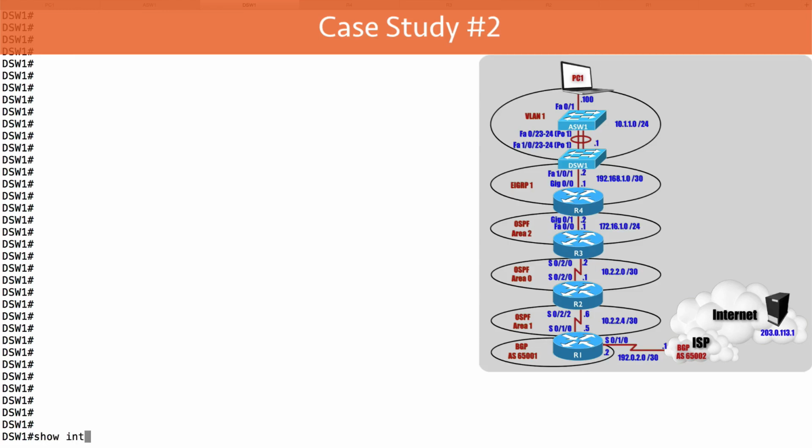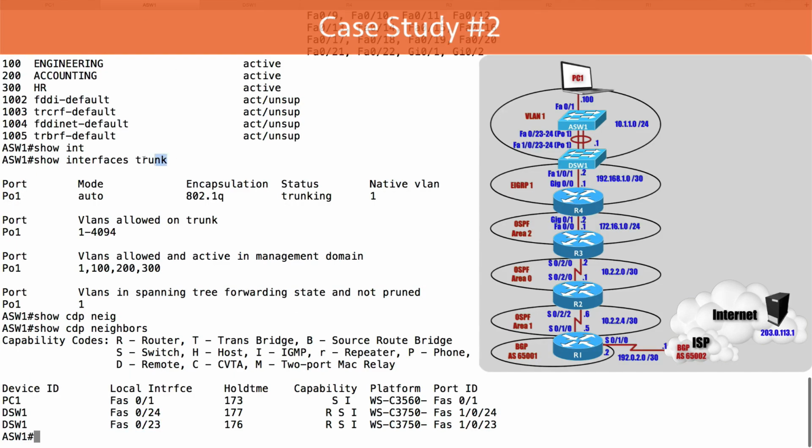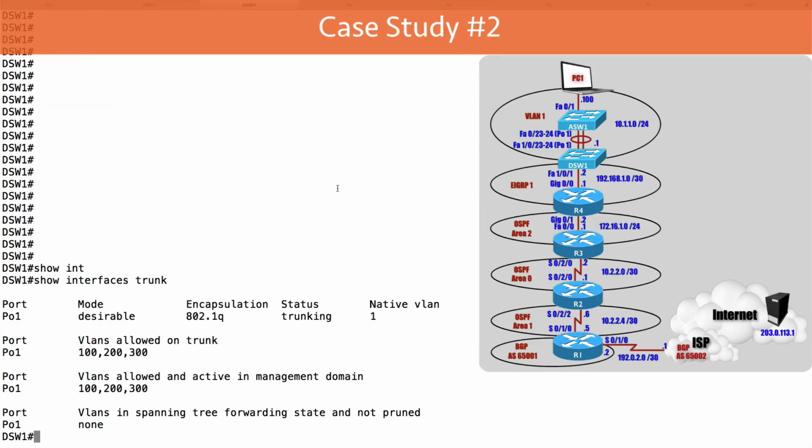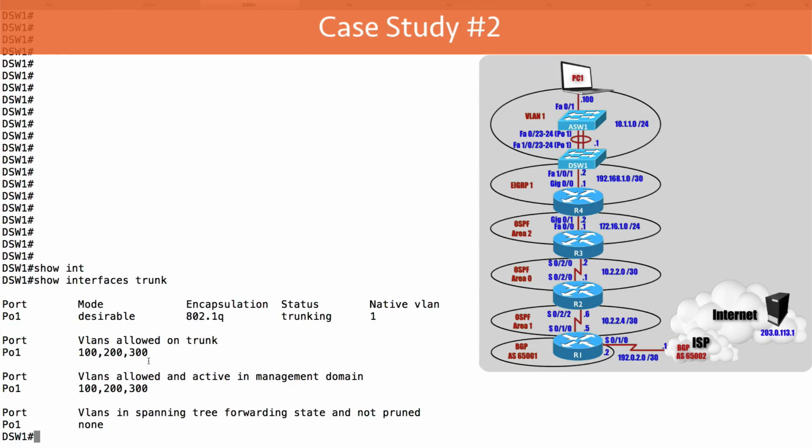Let's do a show interfaces trunk command. And I want you to look very carefully at this output. Let's compare this output to the output we had on ASW1 when we issued the show interfaces trunk command. Do you notice a difference? This is ASW1, this is DSW1. Do you notice that VLAN 1 is not allowed on this trunk? From the perspective of DSW1, it was allowed on ASW1. We were allowing all of our VLANs. On DSW1, I'm allowing specific VLANs, 100, 200, 300. That would explain why VLAN 1 traffic is not getting through.